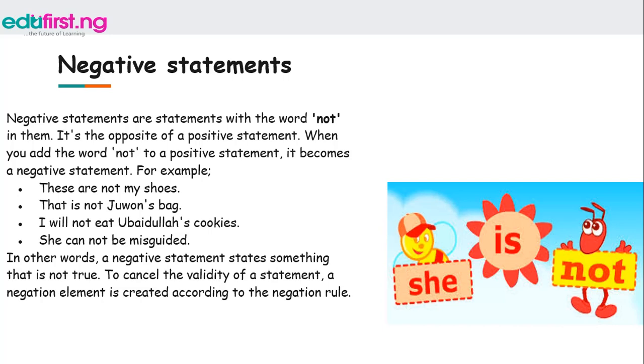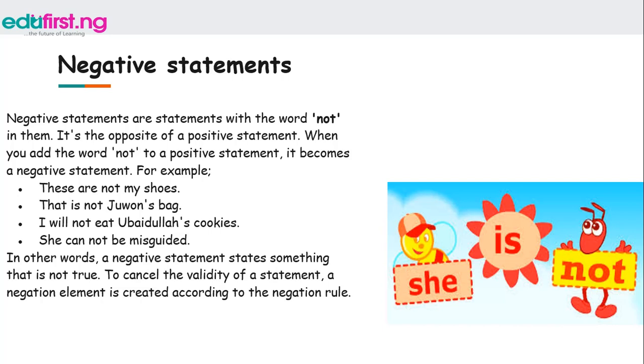Further examples are: they are not my shoes, that is not Jomo's bag, I will not eat Ubaidulah's cookies, she cannot be misguided. All of these are examples of negative statements. So in other words, a negative statement states something that is not true. They cancel the validity of a statement.